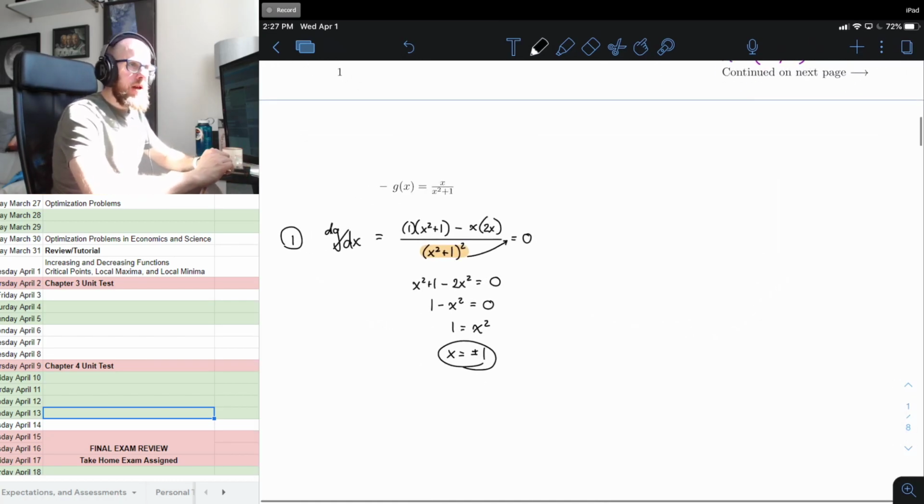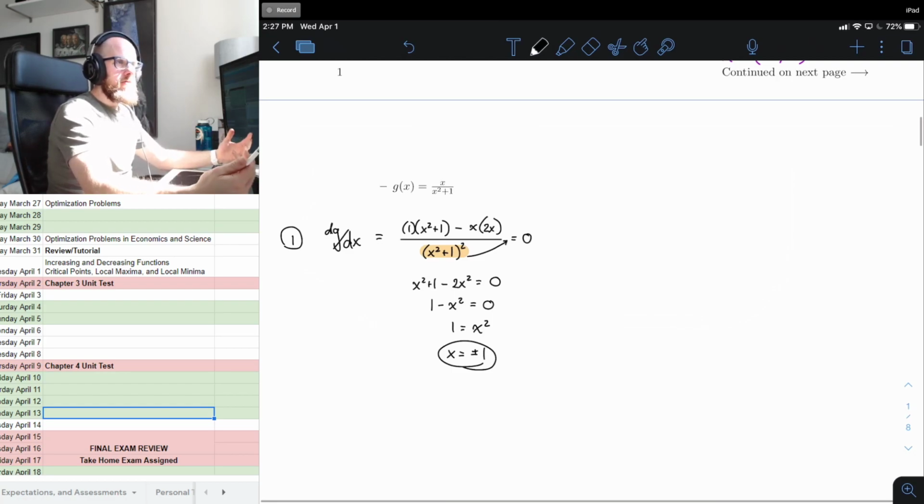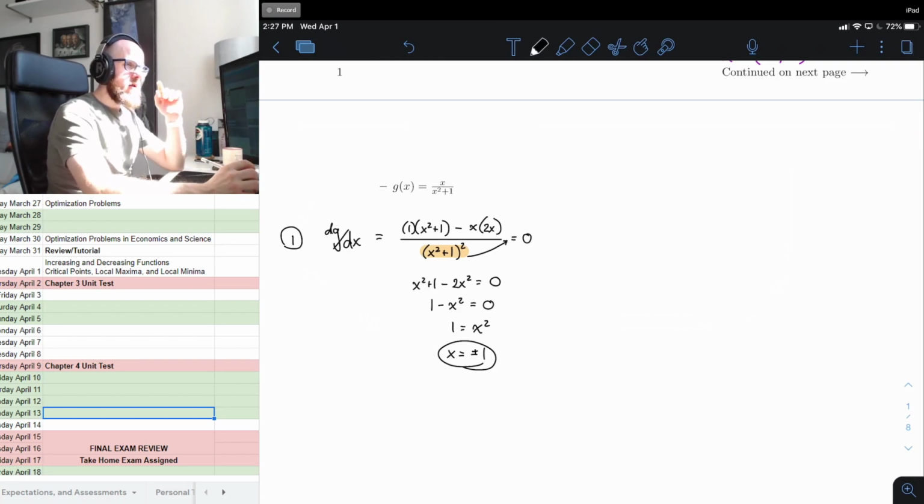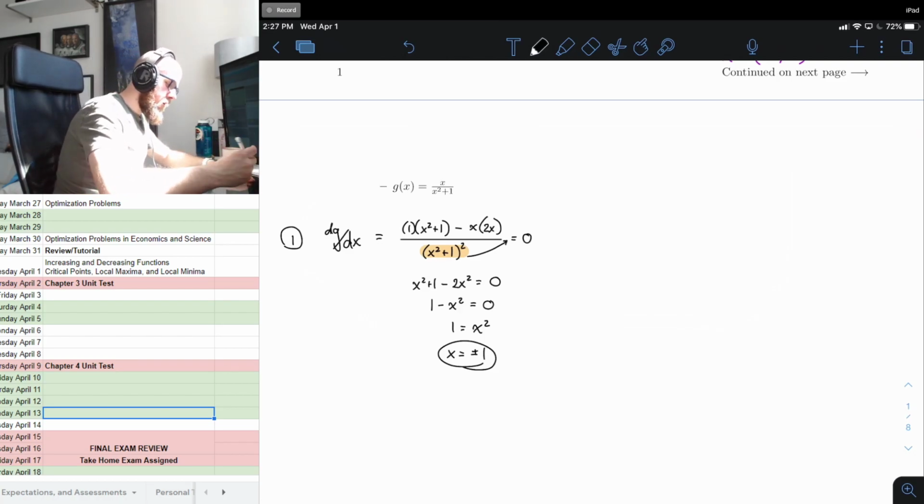So step 1 is complete. I found my critical values. Now I'm going to set up my interval table. Same as I did with the last question. Okay. So let's see where that'll get us. So 2, I define my interval table.